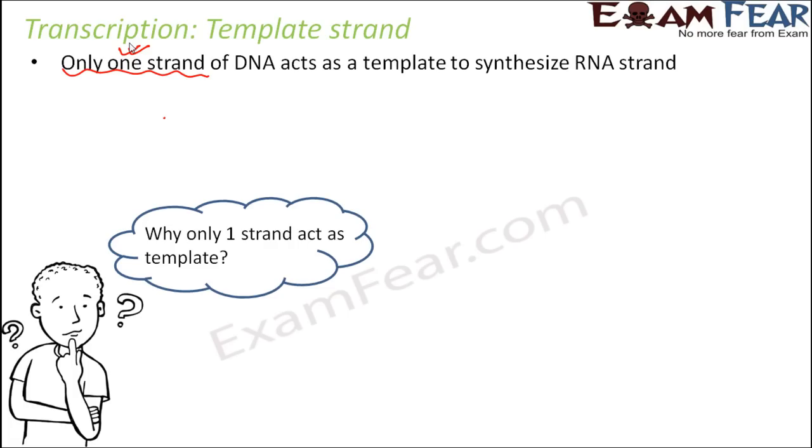Now you might ask, why only one strand acts as template? Why not both the strands? The answer is very simple. Firstly, RNA is a single stranded structure. So RNA has only one strand. When you want to synthesize one strand, can you have two templates and then produce one strand out of that? That is not possible, right? So in order to synthesize a single strand, you need one single strand as the template. Therefore, one strand of DNA acts as the template.